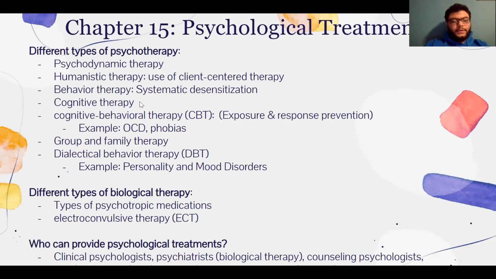Group and family therapy would be anything like family therapy, bringing in the whole family and talking about it, or group therapies like group meetings, AA meetings, support groups, anything like that. And dialectical behavioral therapy is when you are addressing both.